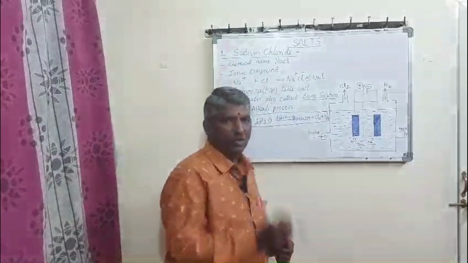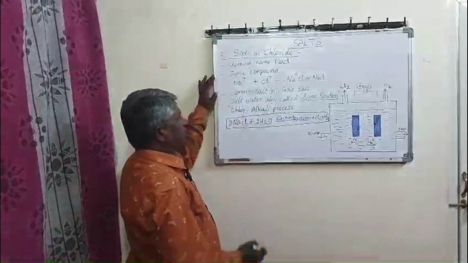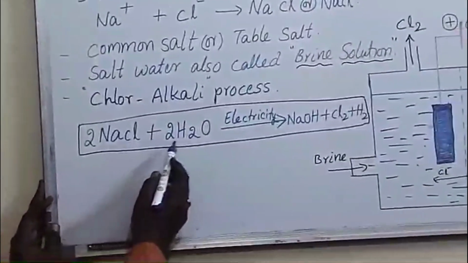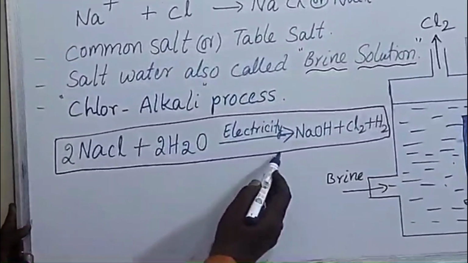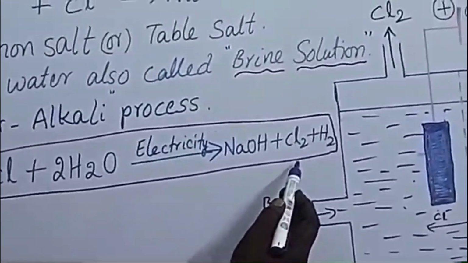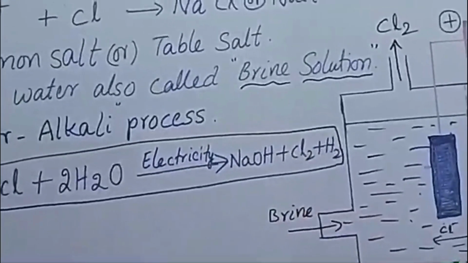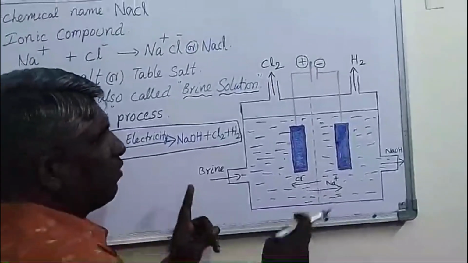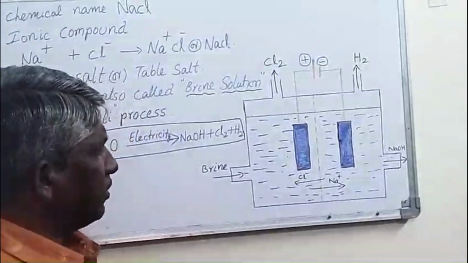Let us observe both sides. In the chlor-alkali process, 2NaCl plus 2H2O gives sodium hydroxide plus chlorine gas and also hydrogen gas. Look at the diagram side. This is the chlor-alkali process shown with one simple activity.